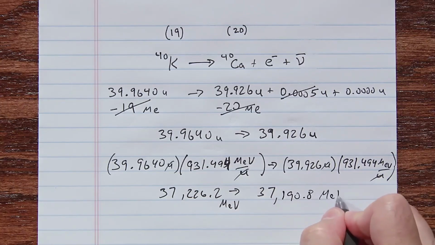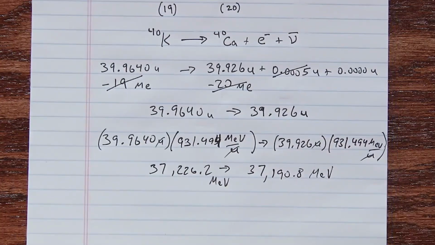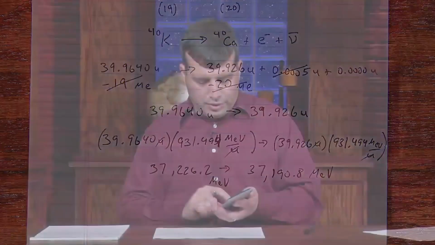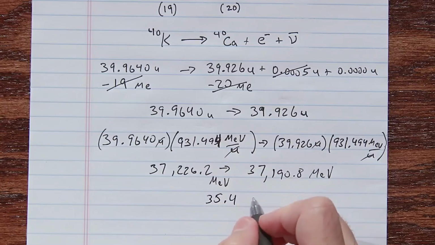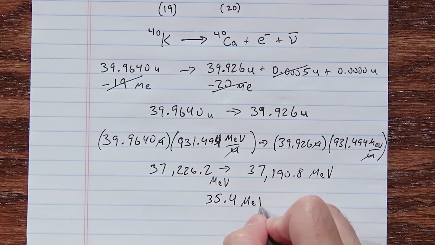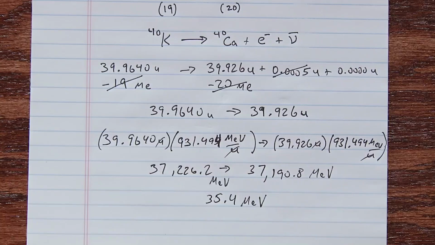That would be 37,190.8 MeV. So the difference is 37,226.2 minus 37,190.8. That would release 35.4 MeV of energy. And that is what we were asked to find.